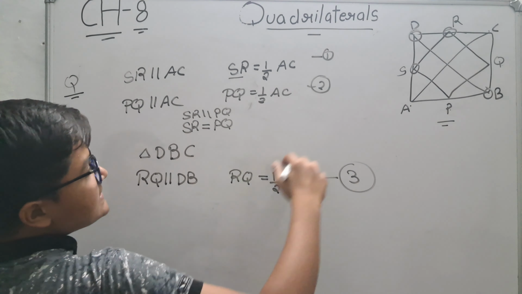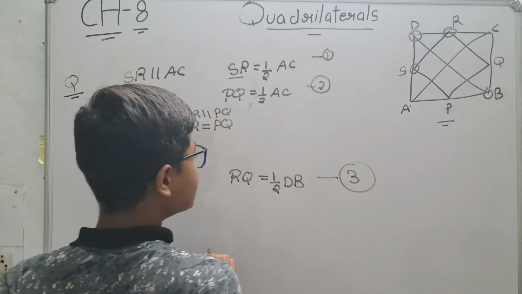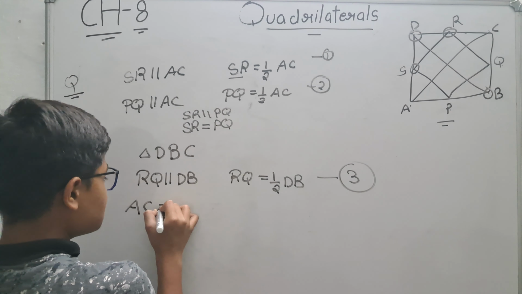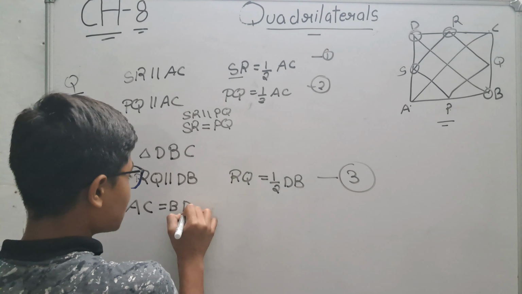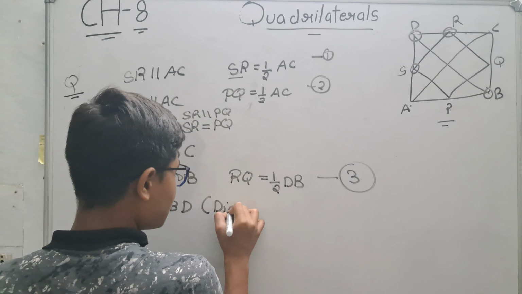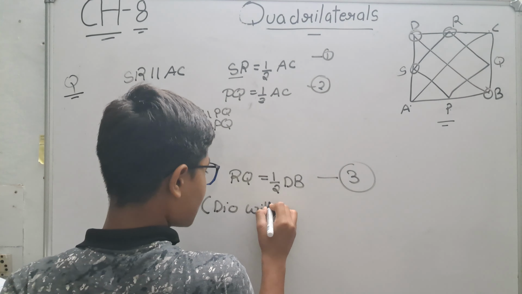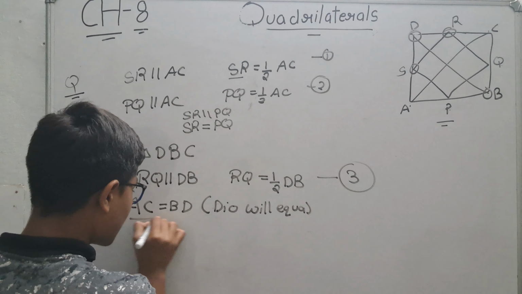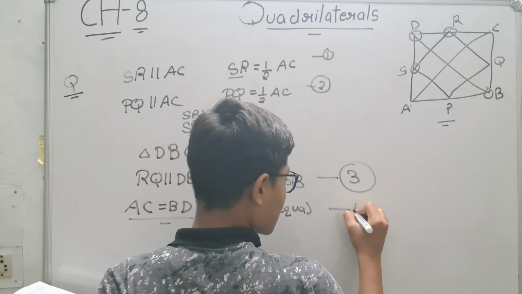And as they have said this is a rectangle, its diagonals will be equal. So AC is equal to BD. Diagonals will be equal. Okay, so this is the fourth.